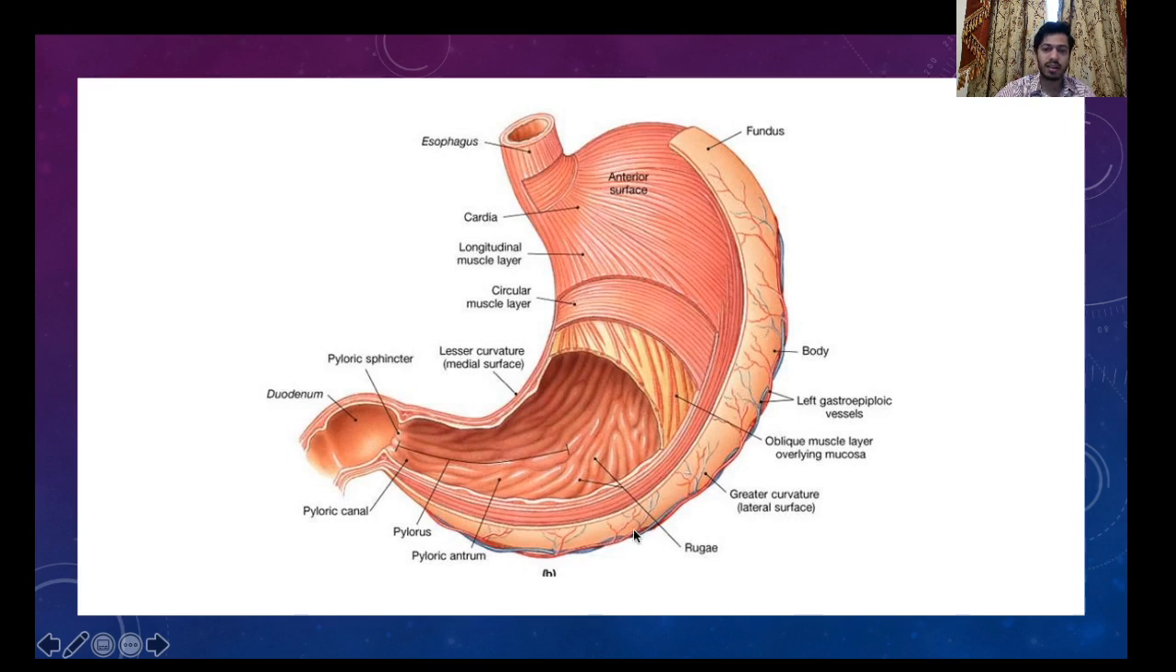Rugae, these are quite important in terms of the dissection exam. Because you can see these muscular fenestrations inside the stomach, fenestrations or lines, however you want to describe it. And for example, I got asked in my dissection exam, is this muscle? It's not muscle.